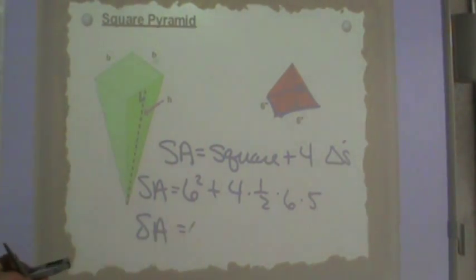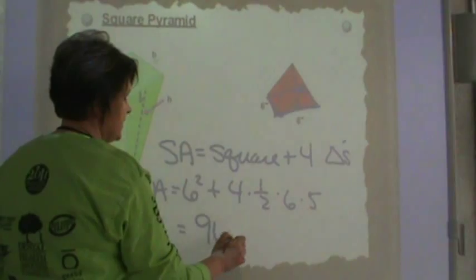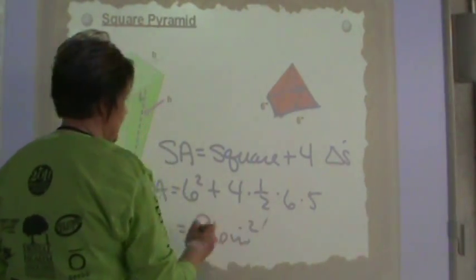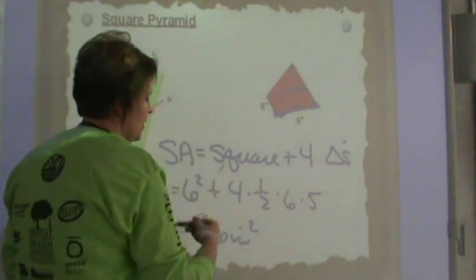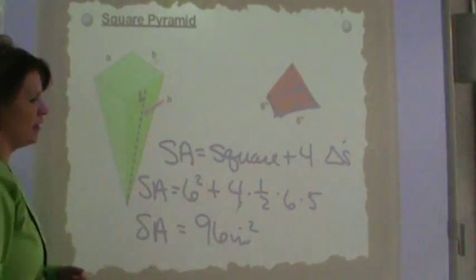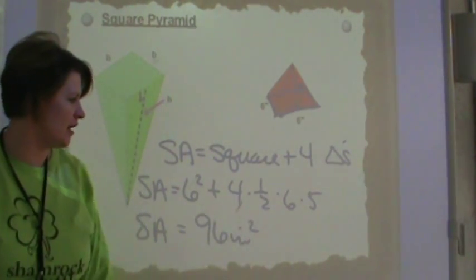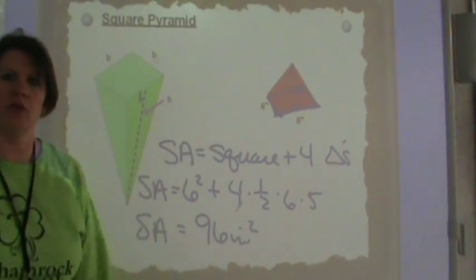So 6 squared plus 4 times a half times base times height. Well, 96. Actually, not about, but exactly. So again, I want to see this work and your answer. Make sure you label it, okay, it's going to be squared surface area. And that should take you then through the notes that we have.